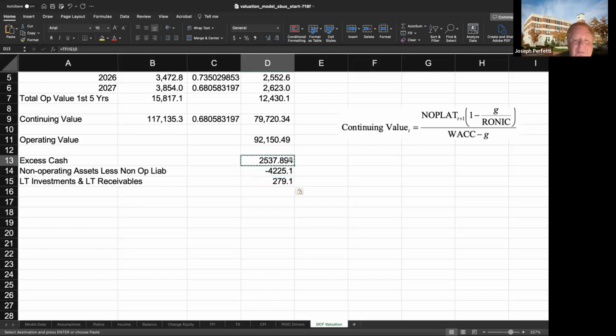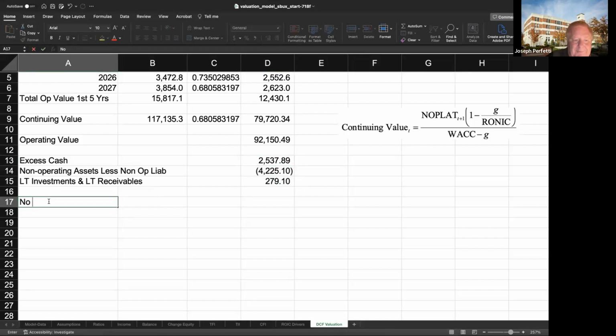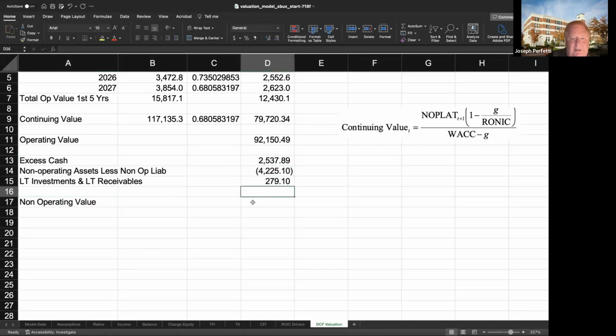Think of this: 2.5 billion of cash is worth 2.5 billion of cash. Long-term investments may change in value, but if they're not good at making long-term investments, they shouldn't change that much. Same thing with non-operating assets. So these, we just use the current values and they're already in NPV. They're already present value. So this is the non-operating value of Starbucks. Sum these up.